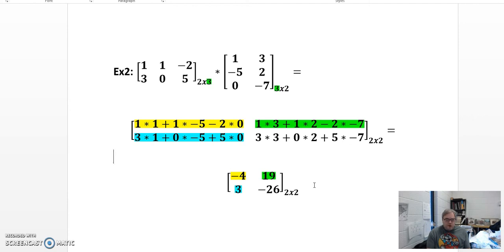Okay, so row times column. That's how you always do it. You're going to multiply the entries and add them all up.